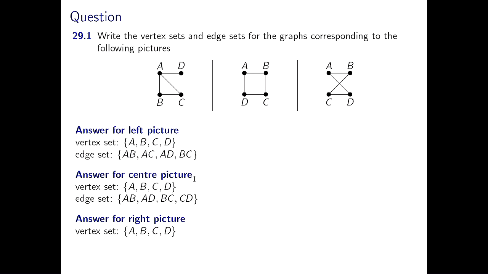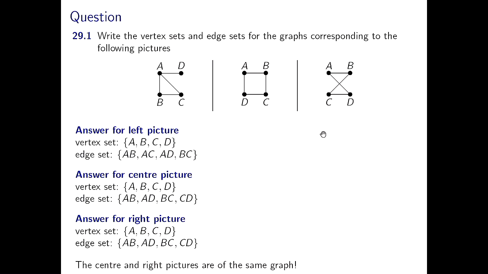For the right picture, vertex set A, B, C, D. Edge set, what do we notice about these two? So these are exactly the same, which means what? Those two graphs are the same, right? Different drawings of the same graph, right? So if you check it out, you could get from this one to this one by just flipping C and D, which means they're the same thing, right? So you can draw the same graph different ways. Any questions on that? Okay.